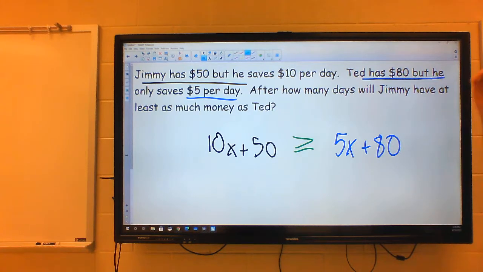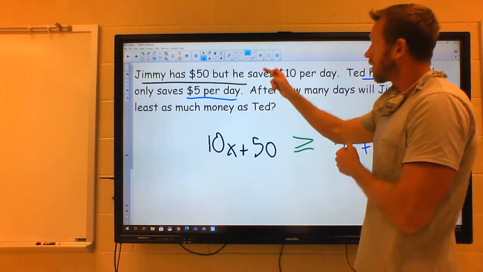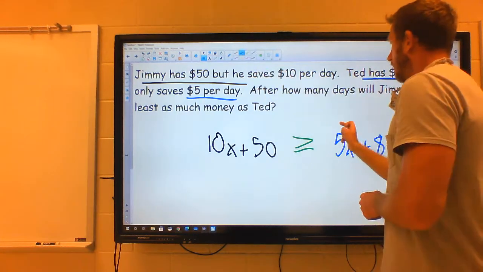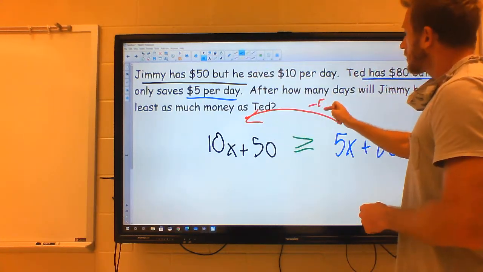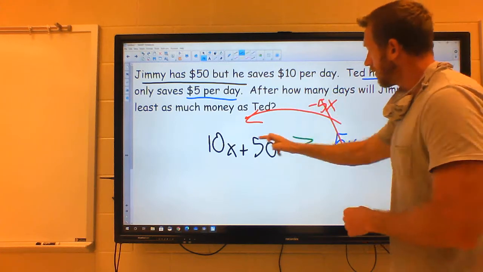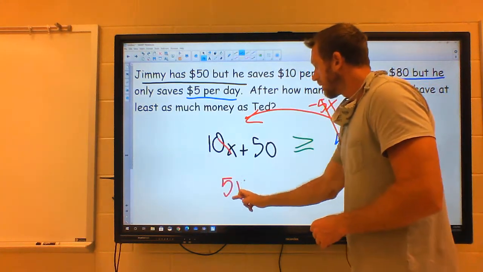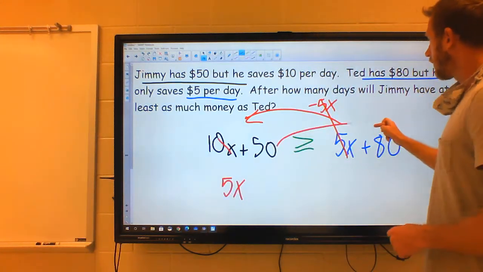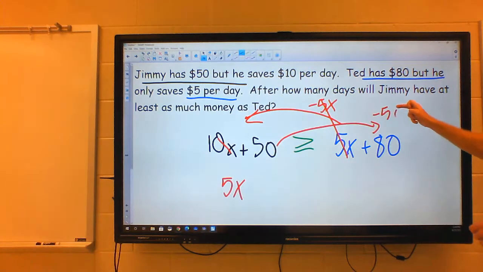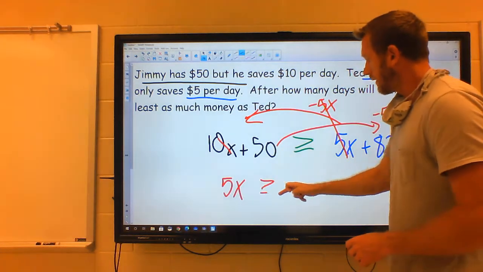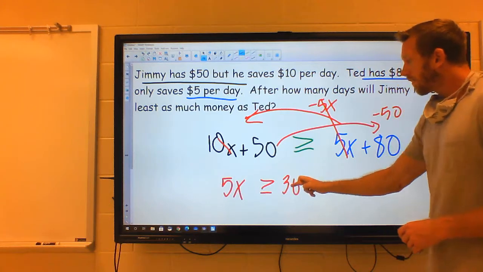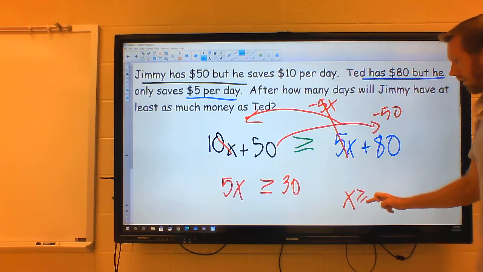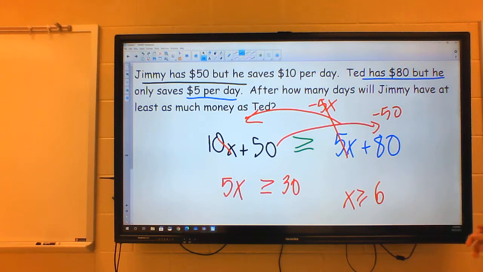Here's Jimmy, at least as much as Ted. Press pause if you need to think this one through for a while. Okay? Now we want to solve it all out. So I'm going to move this 5x over there by subtraction. Okay, that's gone. This becomes 5x. Move this 50 over here by subtraction. Keep the inequality symbol. We're now at 30 on this side. x needs to be bigger than or equal to 6. It takes 6 days until Jimmy will have at least as much money as Ted.